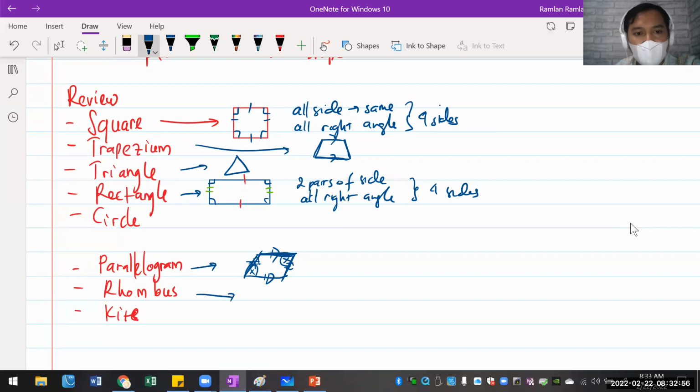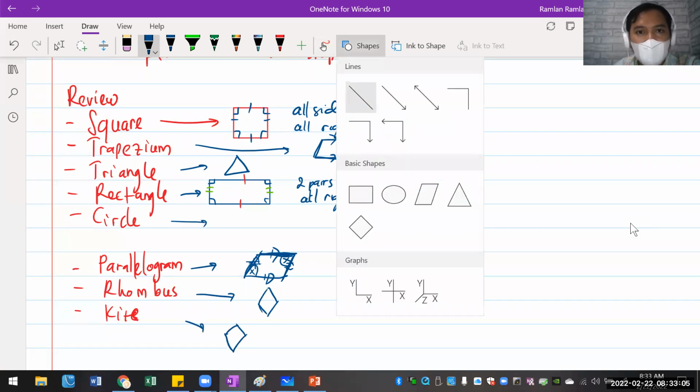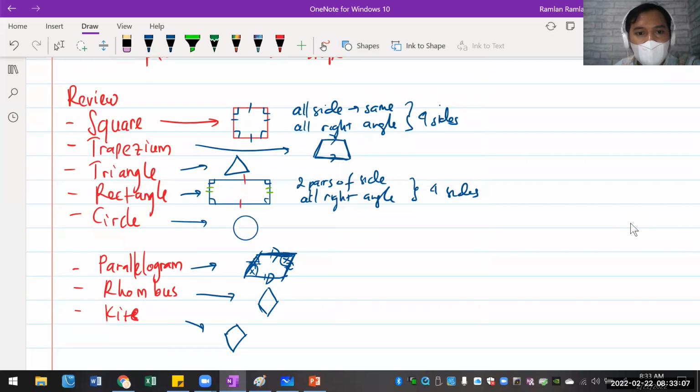And the next one we have is rhombus. Rhombus is like this. And we have a kite, approximately like this. And the last one is a circle. So I'm going to draw a circle maybe here, something like this.